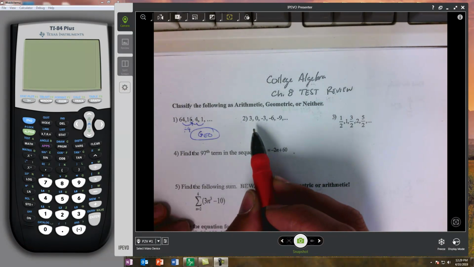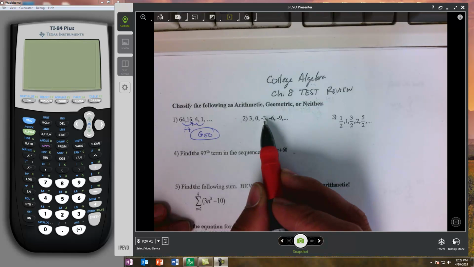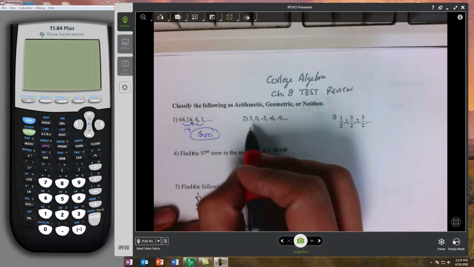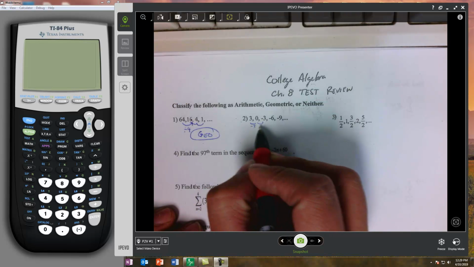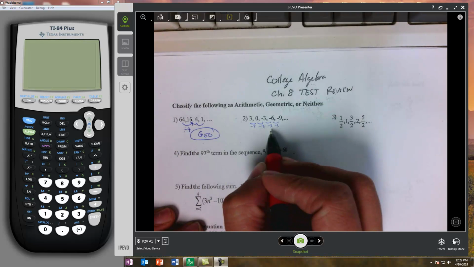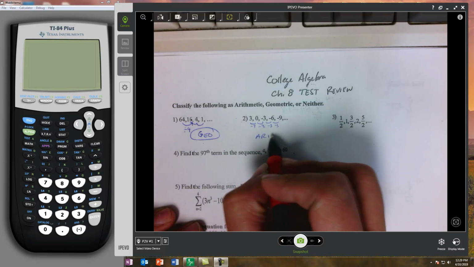This next one goes from 3 to 0 to -3 to -6 to -9. It looks like I'm subtracting here. It looks like I'm subtracting 3 again and again and again. So because it's repeated subtraction, I'm going to call this arithmetic.